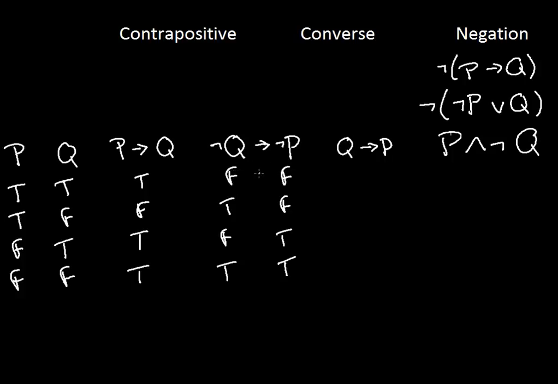False implies false. That's false. Kid does his homework, mom doesn't give him his reward. That's false. Kid does not do his homework, mom's not a liar. Kid does his homework, gets what he wants, everybody's happy. So true, false, true, true. That is the same as the original statement. So the contrapositive is equal to the original.